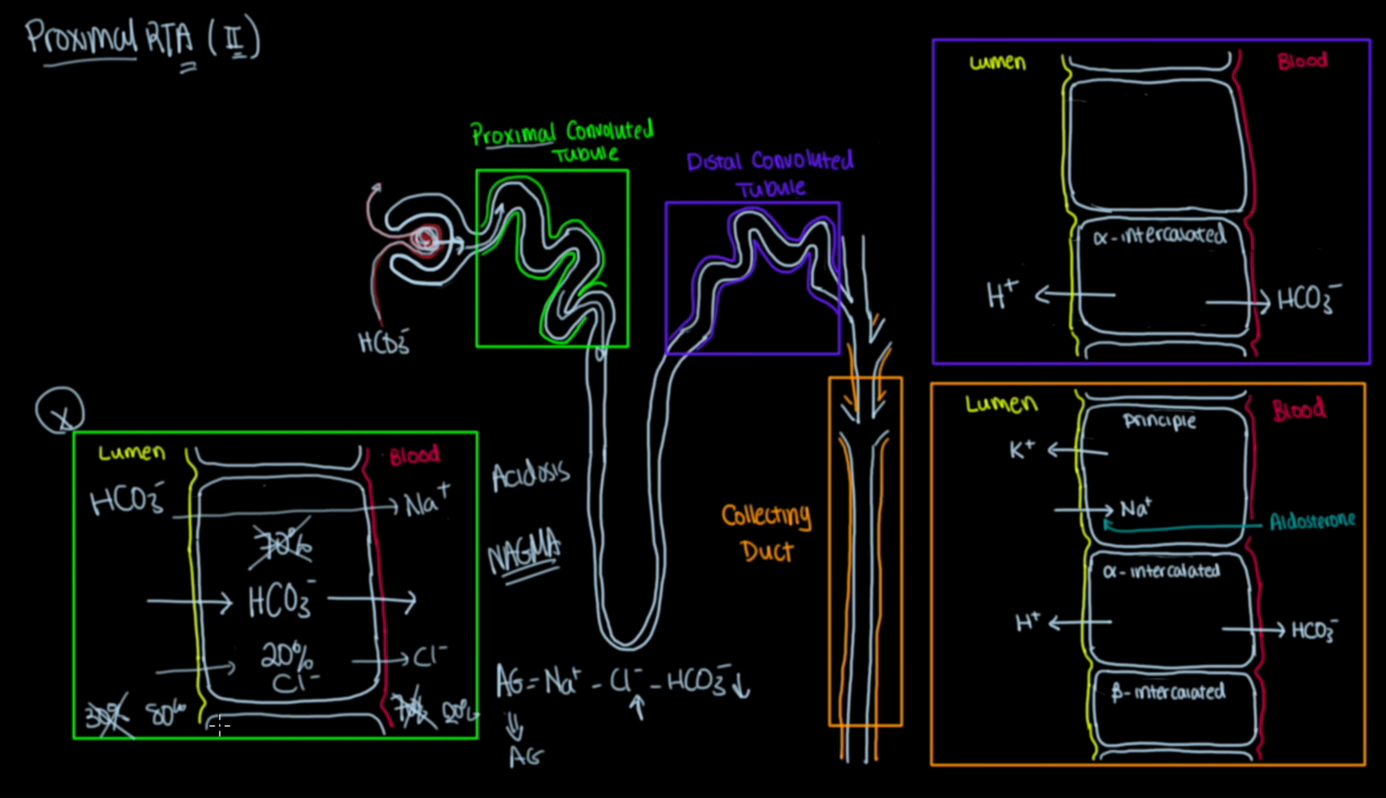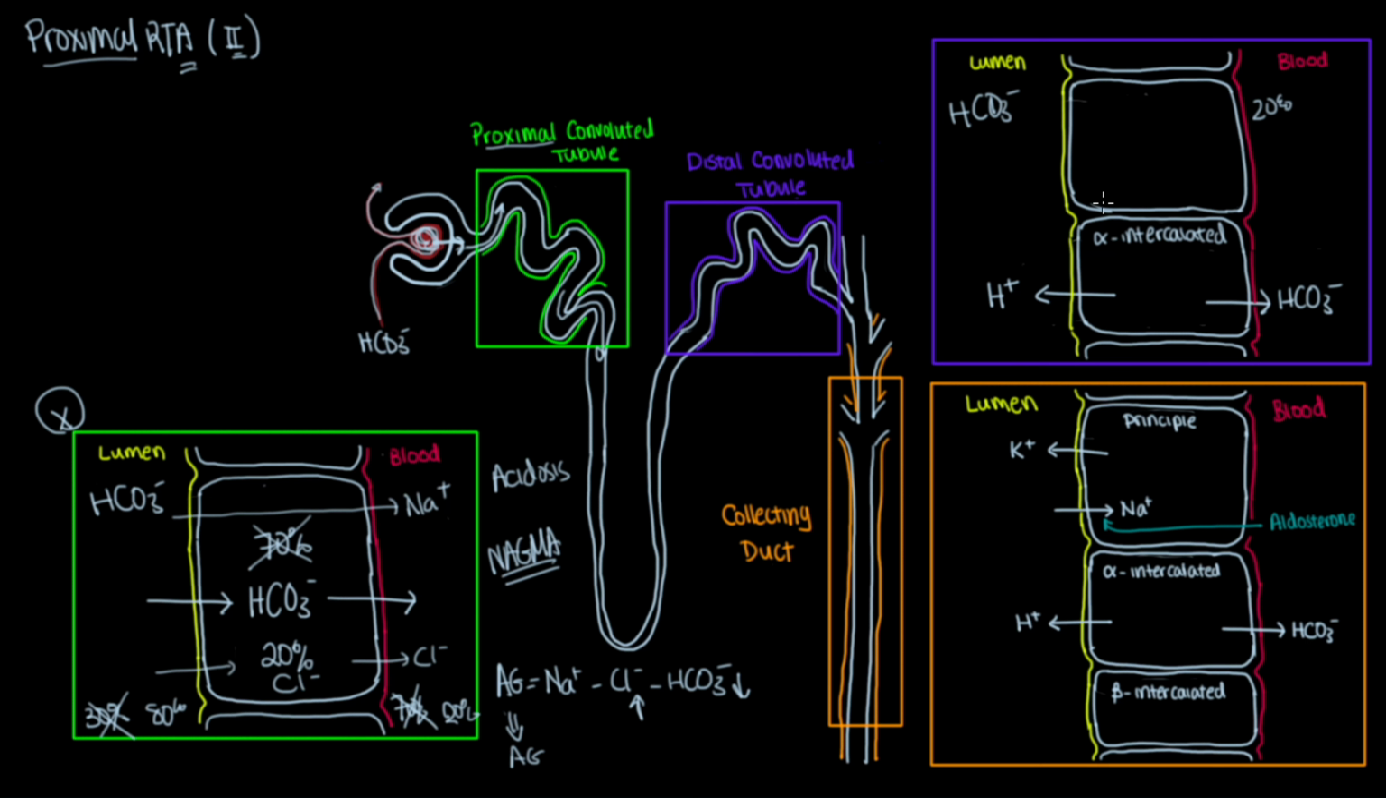In any case, this large load of bicarb makes it through the loop of Henle, all the way to the distal convoluted tubule, where we see a much greater amount of bicarb in the lumen. But more importantly, what we care about is what's in our blood, where we have much less bicarb, contributing to the acidosis, so only 20% making it through here in our example, in comparison to the 70%.